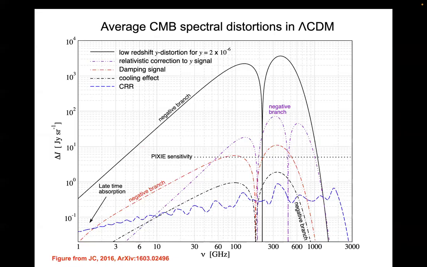So here are the Lambda CDM distortion signal predictions, with the late time distortion from the late universe, the y parameter of order 2 times 10 to minus 6. Then there's a relativistic correction to the signal. I will get back to that in a second. Then there's the mu distortion from the damping of acoustic modes at small scales. I will also go into more detail there. As you can see, these signals are within reach of the Pixie sensitivity.